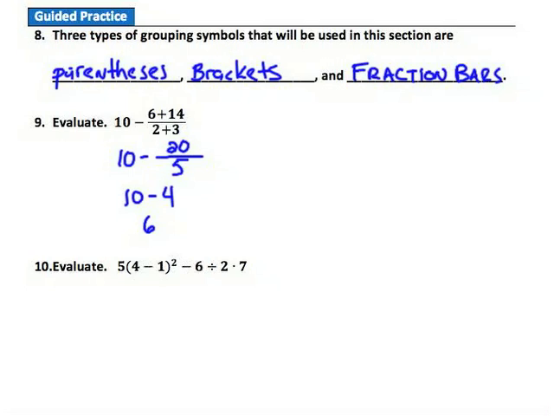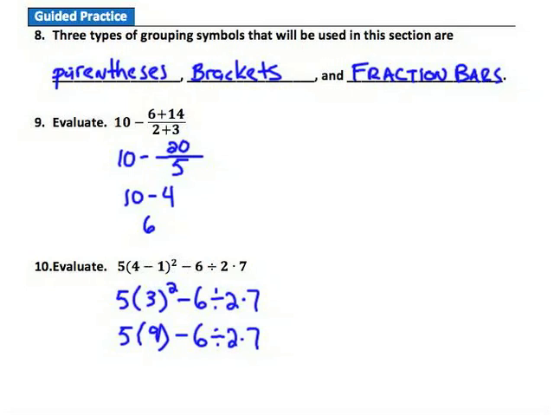Question 10. Evaluate an expression that, again, has lots of operations in there. I'm going to start with the parentheses. So inside the parentheses, I have 4 minus 1, which is going to give me an answer of 3. I'm writing everything else down. Now, I'll check to see if I have any exponents, and I do. 3 to the second power is going to give me an answer of 9.